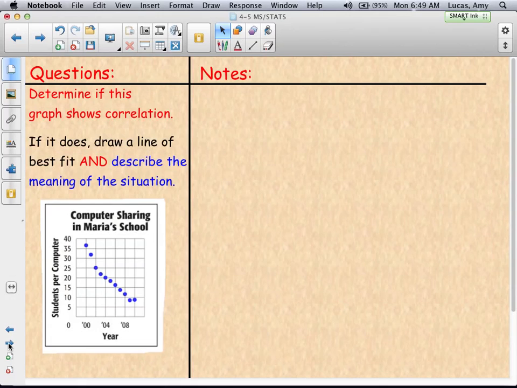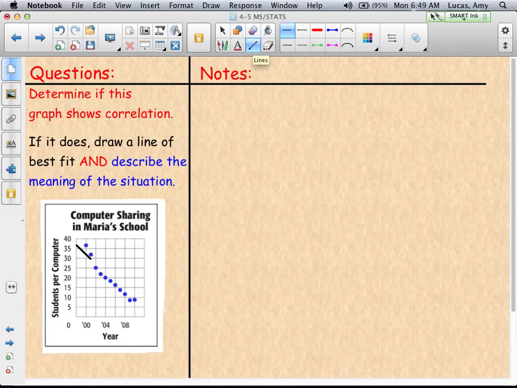Okay, determine if this graph shows correlation. If it does, draw a line of best fit and describe the meaning of the situation. Well, hopefully it's pretty clear to you that there is a negative correlation in this graph, and it looks like a line of best fit would go about here. It's almost linear. You could move it down a little bit like this.